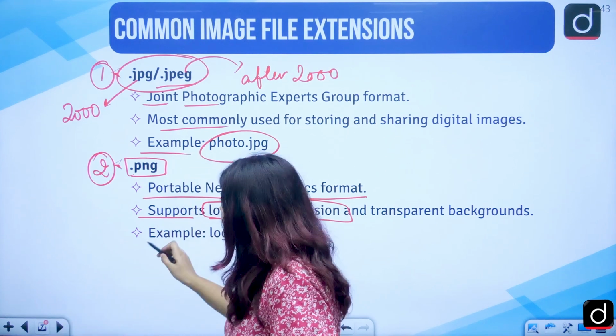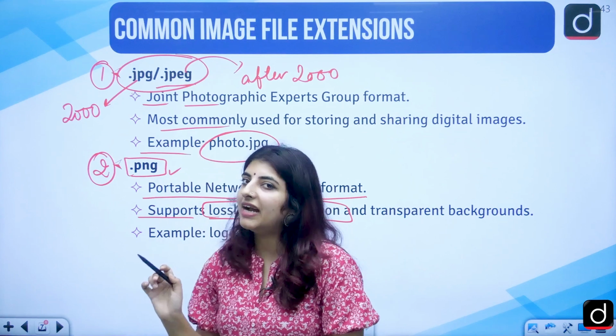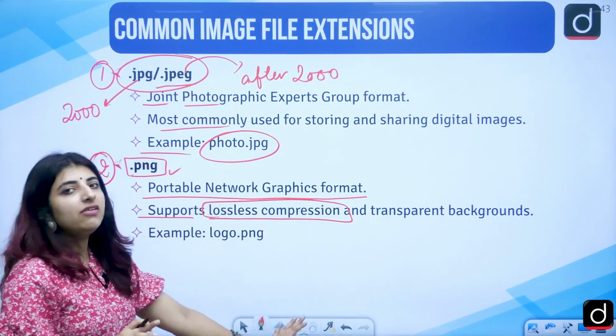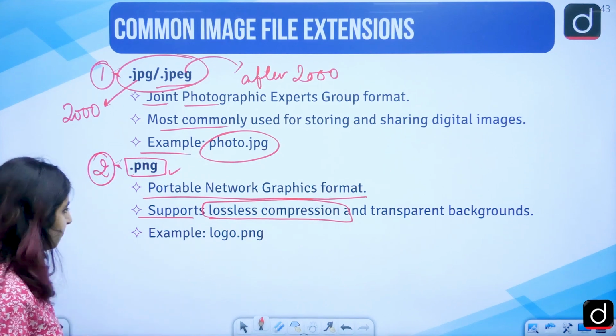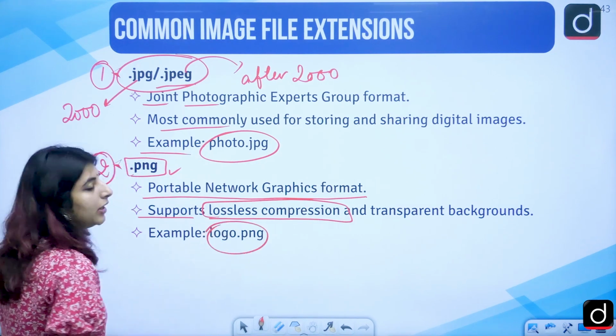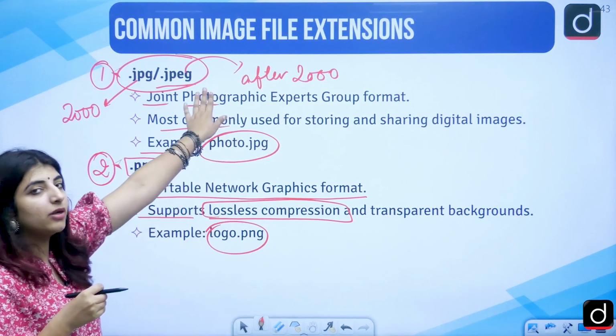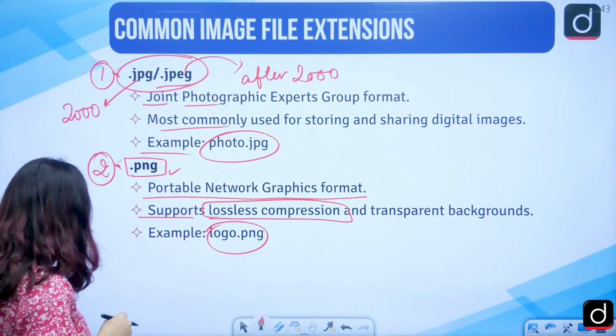But with the usage of the PNG format, that is lossless compression, the quality will be good enough and transparent backgrounds are there. Example, logo.png. So in PNG format, we have transparent backgrounds. Here, in JPEG, we do not have transparent backgrounds.